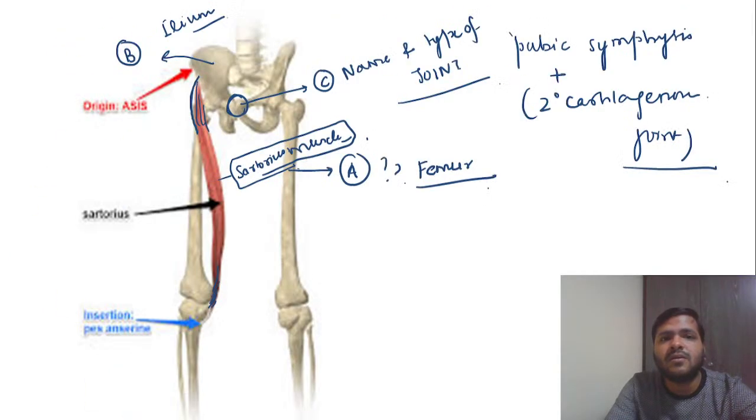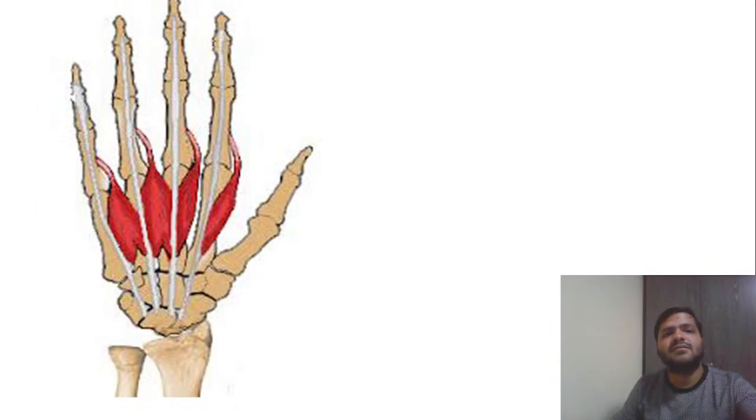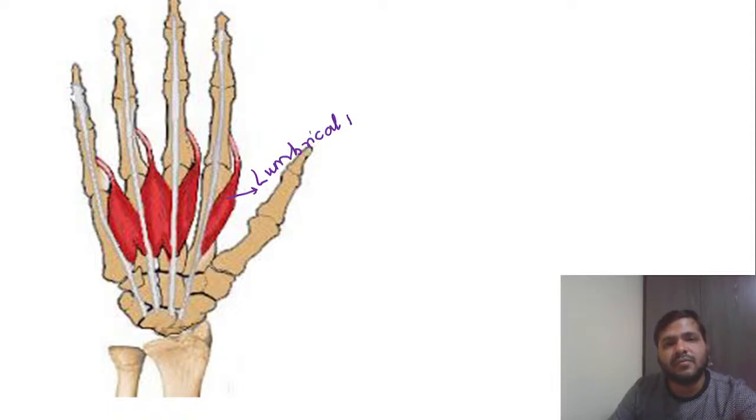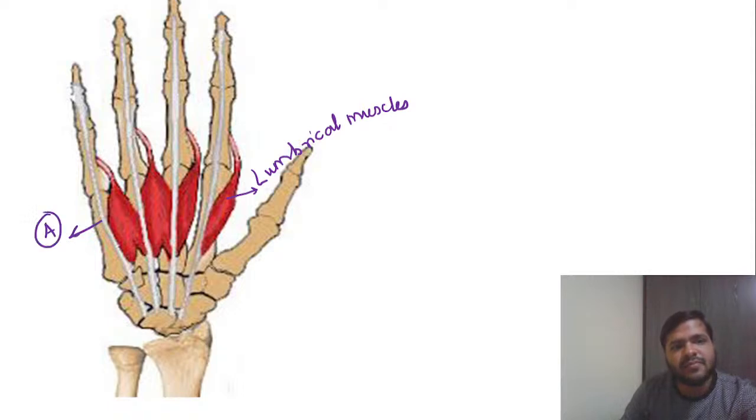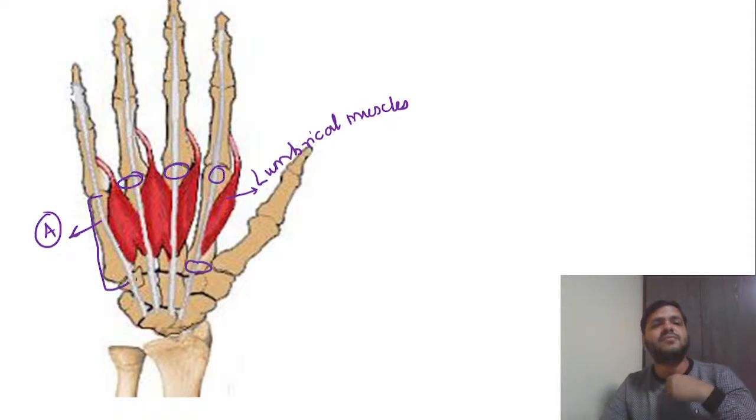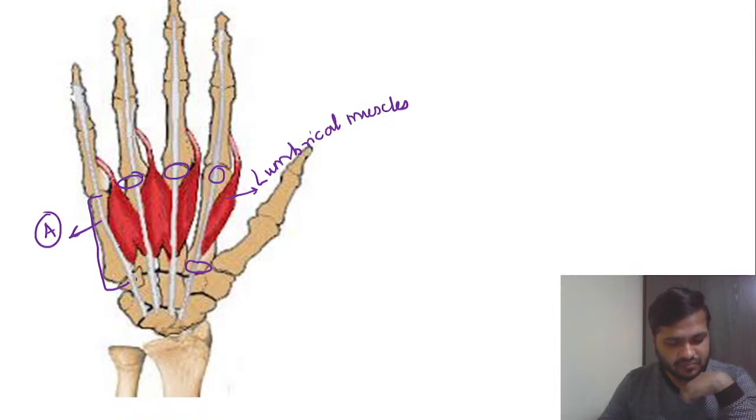So I will try to show you the lumbrical muscles. Can everyone see that this is the muscles over here? These are called lumbrical muscles. Now, can anyone name these bones which are marked with A?